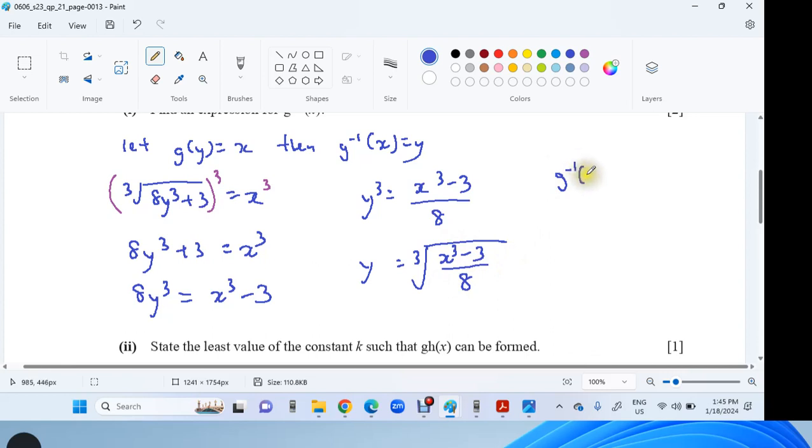Then g inverse of x will be the cube root of (x cubed minus 3) over 2, because we know that the cube root of 8 is equal to 2. So this will be the answer.